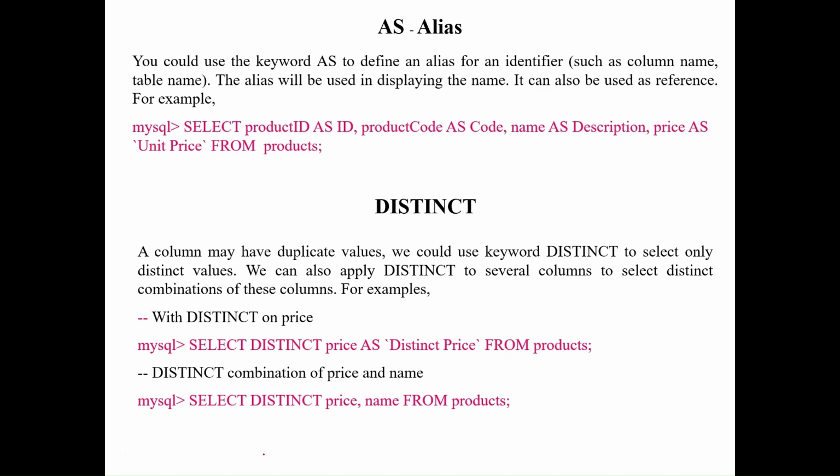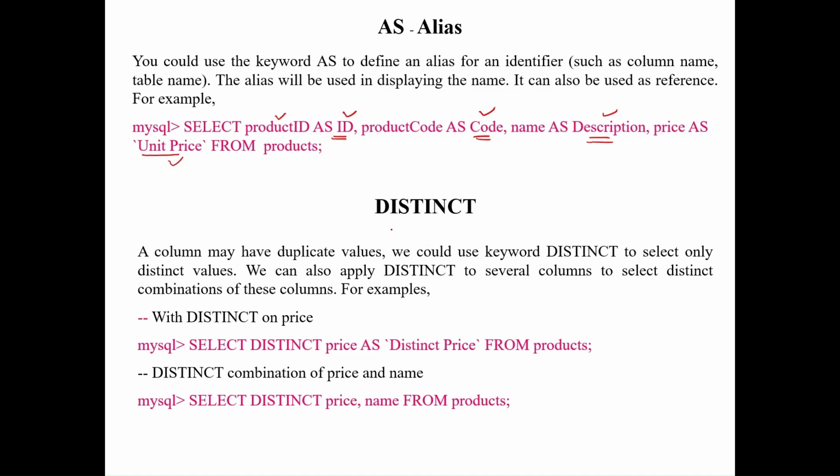Next keyword is the alias. Alias is generally used to specify another name for a particular column. So select product ID as ID, product code as code, name as description, price as unit price from product. When it executes, it will show ID, code, description, unit price. These are the column names on the screen. Alias is nothing but the alternate name for a particular column.